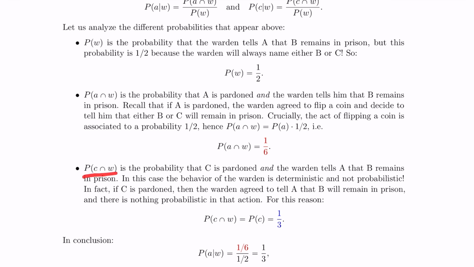Finally, let's discuss the probability that C is pardoned and the warden tells A that B remains in prison. In this case, the behavior of the warden is deterministic and not probabilistic. In fact, recall that if C is pardoned, the warden agreed to tell A that B will remain in prison. So in this case, the warden is simply following a rule, and there is nothing probabilistic in that action. For this reason, the probability of this simultaneous event is equal to the probability of C, that was 1/3.